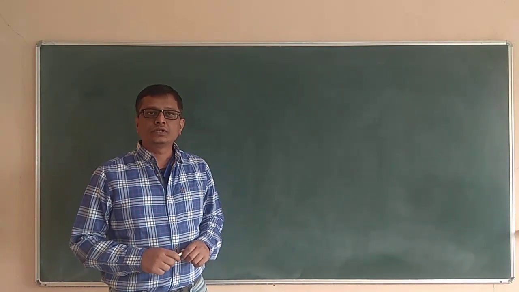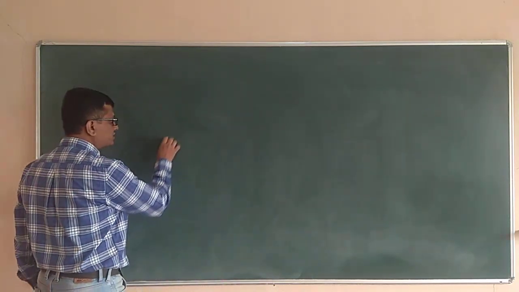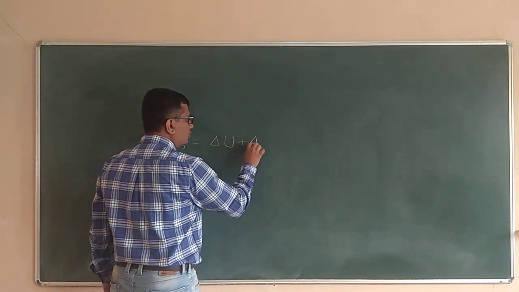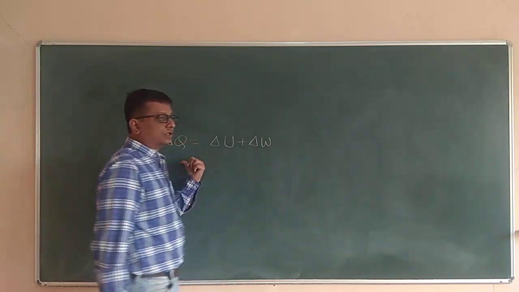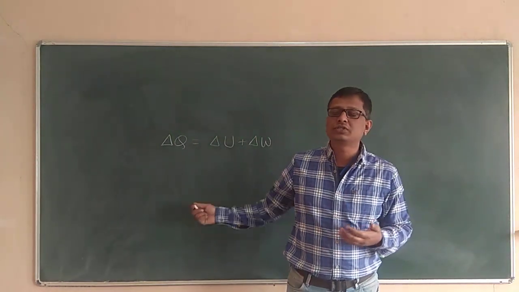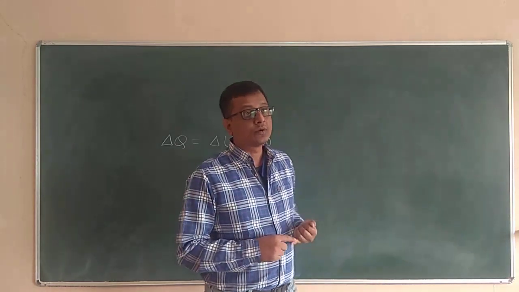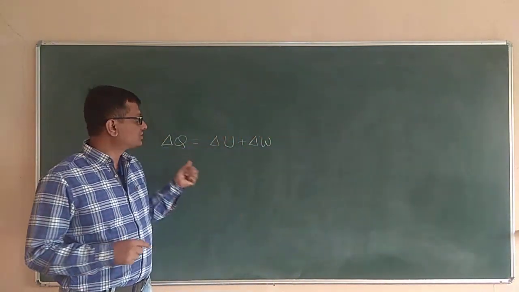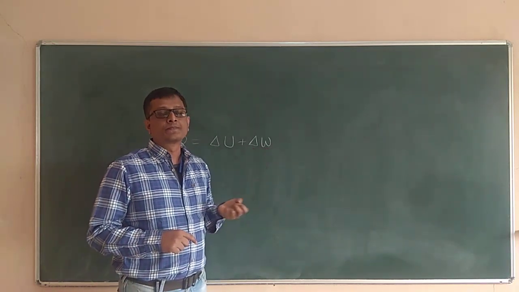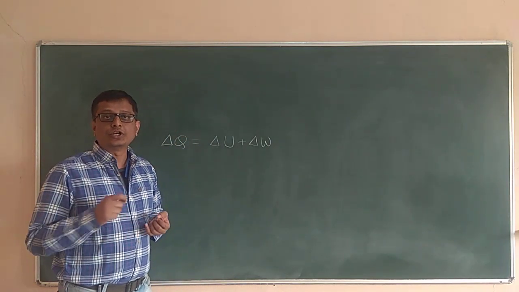In the last lecture we have seen application of the first law of thermodynamics, that is delta Q equals delta U plus delta W. We have applied this first law to various types of closed systems: the constant pressure process, constant volume process, and isothermal process. In the last lecture we saw how the different terms are related to each other in the reversible adiabatic process, which we call the isentropic process, as well as the polytropic process.